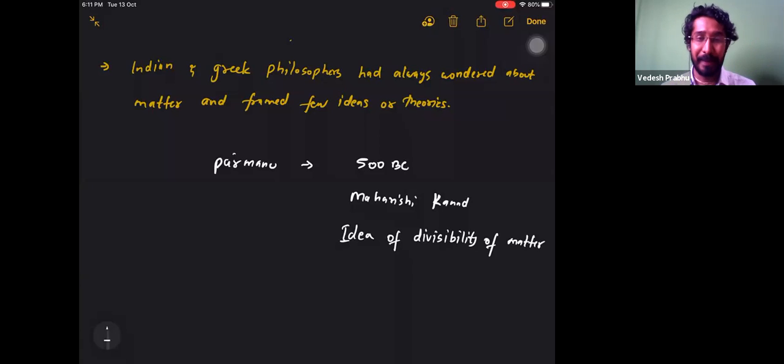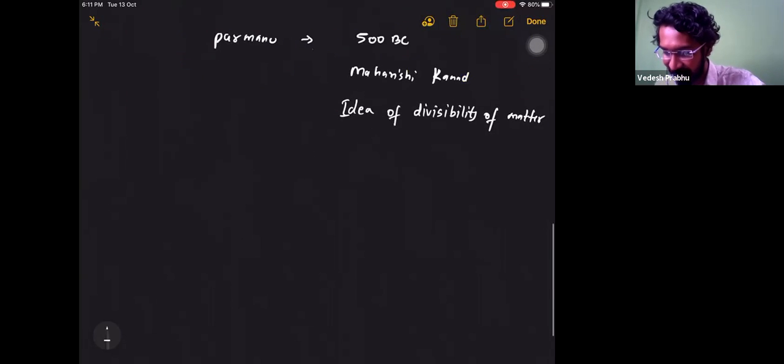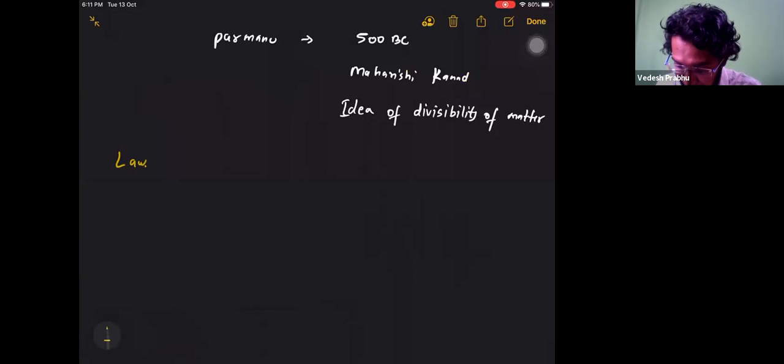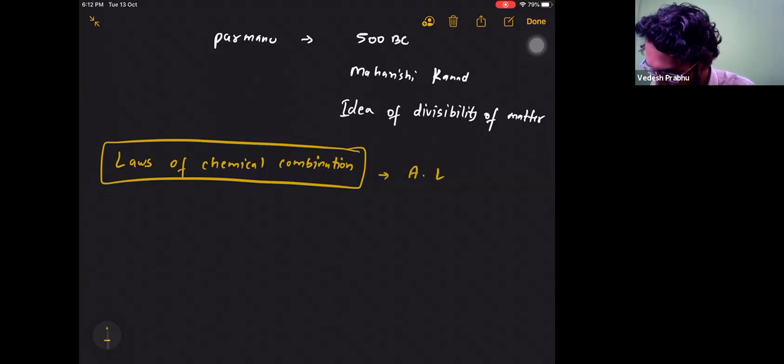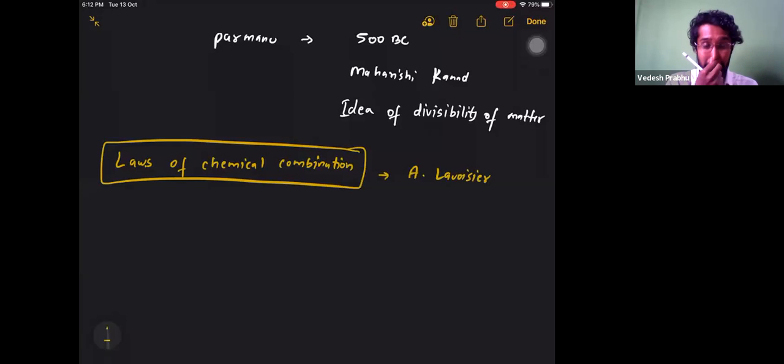But moving forward, many hundreds of years later, we had scientific proof. We had scientific experiments, and we consider them as the real idea. That was your laws of chemical combination, put forward by this chemist called Lavoisier. Lavoisier put forward these laws of chemical combinations which could be proved according to science, and then we accept it. Without proof we don't accept, with proof we accept. So this was put forward by Antoine Lavoisier. What are these laws of chemical combination? We will see them one by one.